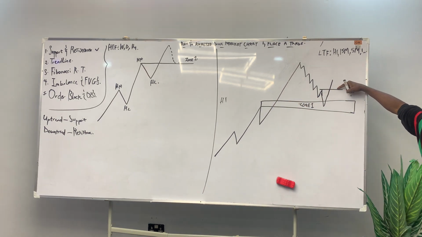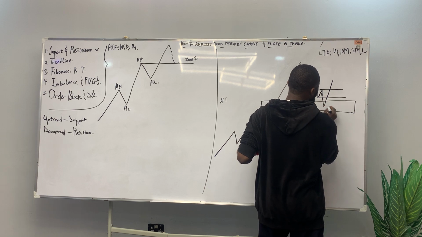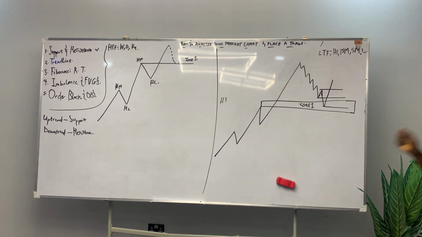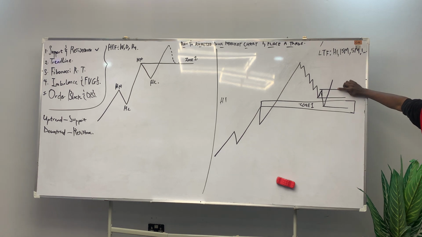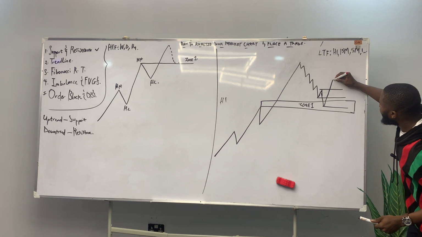And once it comes back to this zone, there are 3 zones here. 1, 2, 3. That's why if you check my chart, you'll see 3 lines. 1, 2, 3. You get? So it's either the market will start buying from here, or from here, or from here.